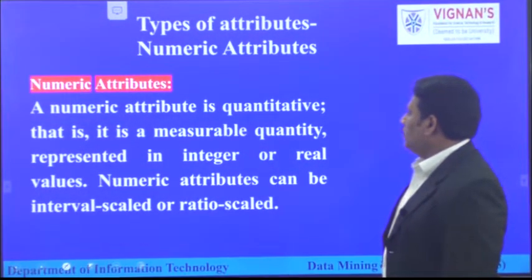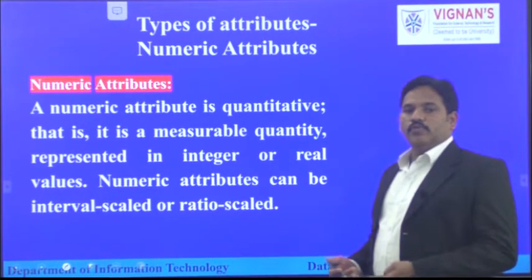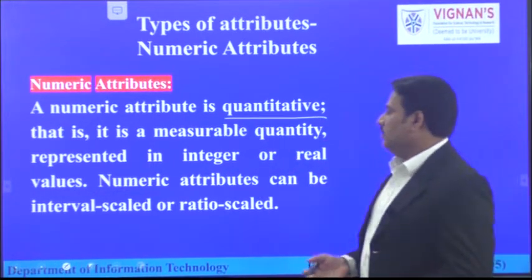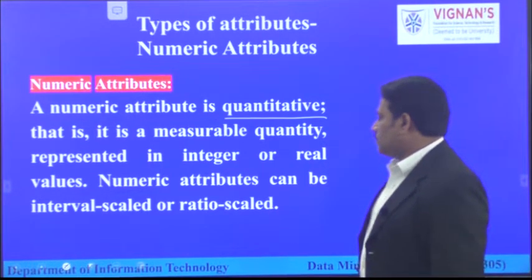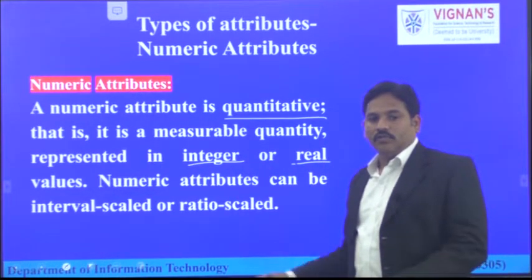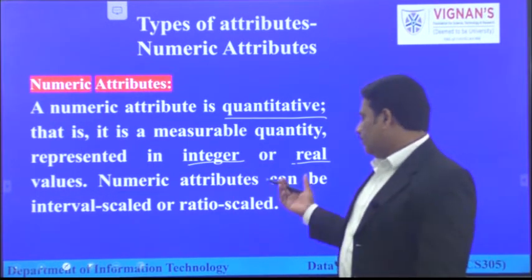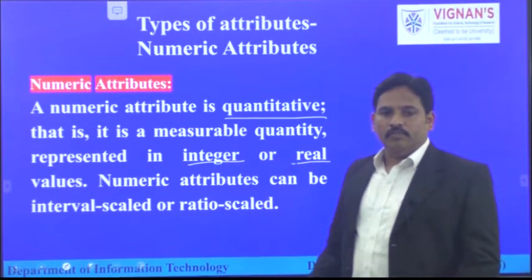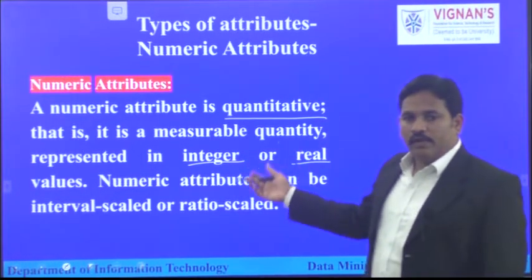And next one is numeric attribute. The name itself indicates that we are going to store some numerical information. It represents the quantitativeness of the data. A numeric attribute is quantitative, that is, it is a measurable quantity represented either in the form of an integer or a real value. Like if you want to store the salary of an employee, we can use a float value. If you want to represent the price of a book, we can use a float value. If you want to enter the age of an employee, we can use an integer. If you want to enter the mobile number of an employee, we can use an integer.